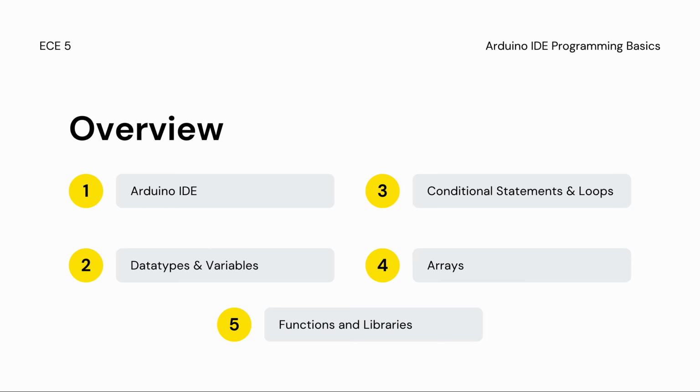So here's a little overview. We have the Arduino IDE, what it is, what language it is. Then we have data types and variables, conditional statements and loops, arrays, and finally we'll finish with functions and libraries. All of these things we'll be using throughout ECE 5, specifically for the workshop and worksheet, but also for your robot later down the line and other labs.